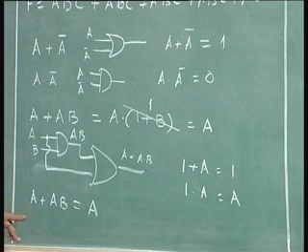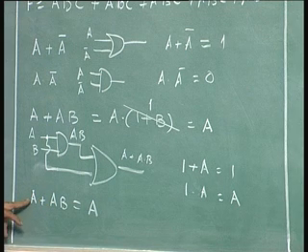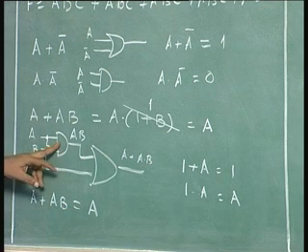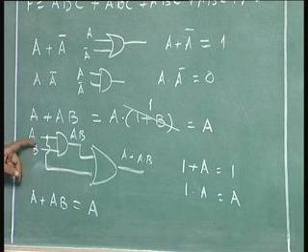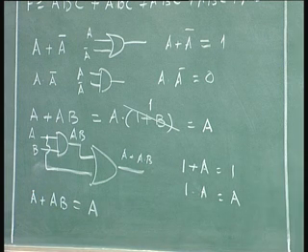That means, if I have a variable present in two terms, one without an extra term and one with an extra term, then there is no need for this extra term. This OR gate is redundant, this AND gate is redundant, as if A is true, this function is true, and if A is false, this function is false.